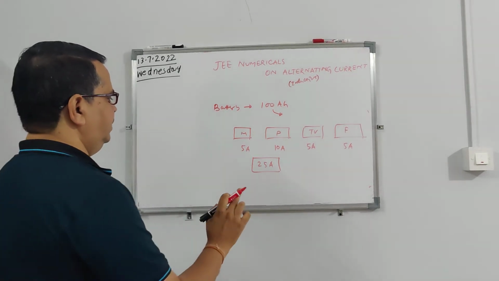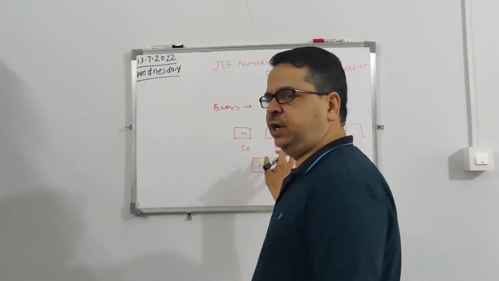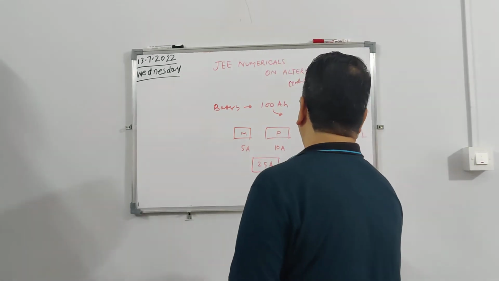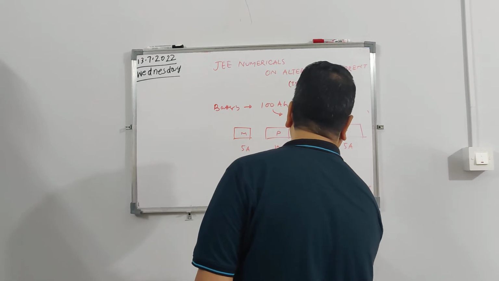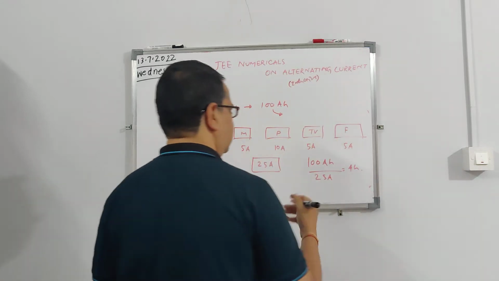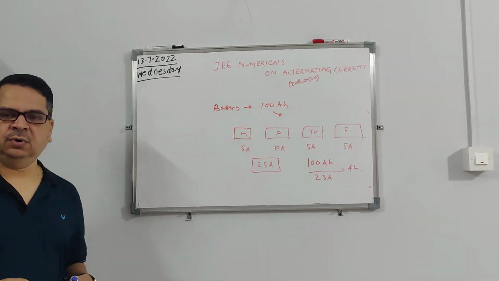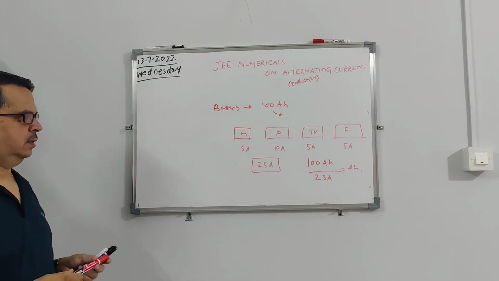That means when these 4 devices are working, your battery will last for 100 ampere hour divided by 25 ampere, which is 4 hours. So 4 hours it is going to last. That's why it is important to know how much ampere each device is consuming, to know how much time the battery will run.